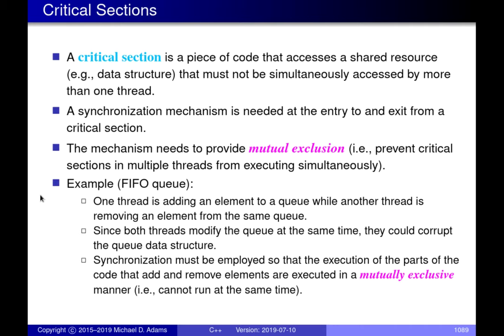So in order to ensure that bad things don't happen, some kind of synchronization needs to be employed so that the parts of the code that add and remove elements are executed in a mutually exclusive manner. In other words, they can't run at the same time, so the possibility that one thread could be trying to add an element to the queue at exactly the same time another thread is trying to remove elements can't happen. They're not actually updating the data structures at the same time, so you can't have data races, race conditions, and possible corruption of the queue data structure.